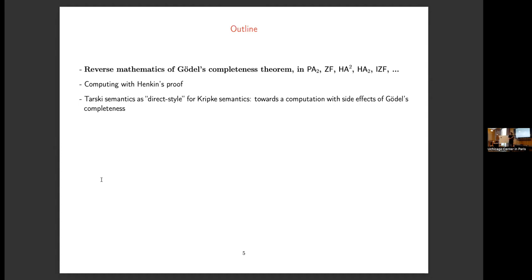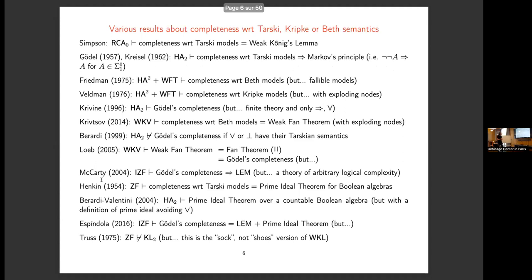Okay, it's just advertising, because I will not talk about this. I will not talk about the second point. I will talk only on the first point, which is analyzing the literature about the completeness theorem regarding reverse mathematics, trying to sort out what it says. So it's not an exhaustive list, but here is a list of statements about completeness. And many of them are contradictory.